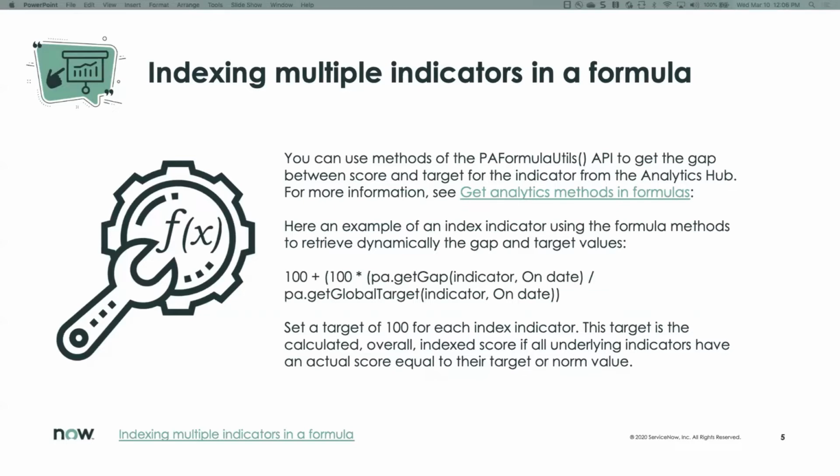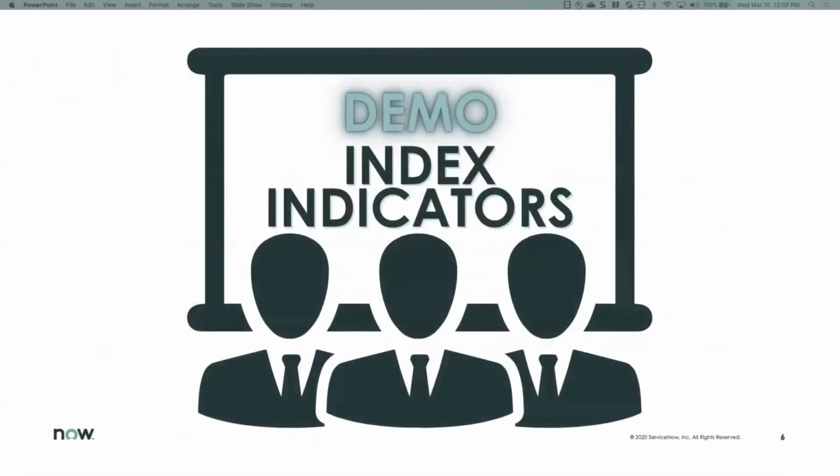So again, as I said earlier, you want to make sure that you set a target. In this case, we're going to set a target of 100 for the index indicator itself, and all of those that are in it are trying to reach that particular target and see where we are with that. So again, it can use the PA formula utilities if you're familiar with those as well. So believe it or not, that is the big picture, the way that these things work, and you'll probably get a whole lot more out of it with the demo.